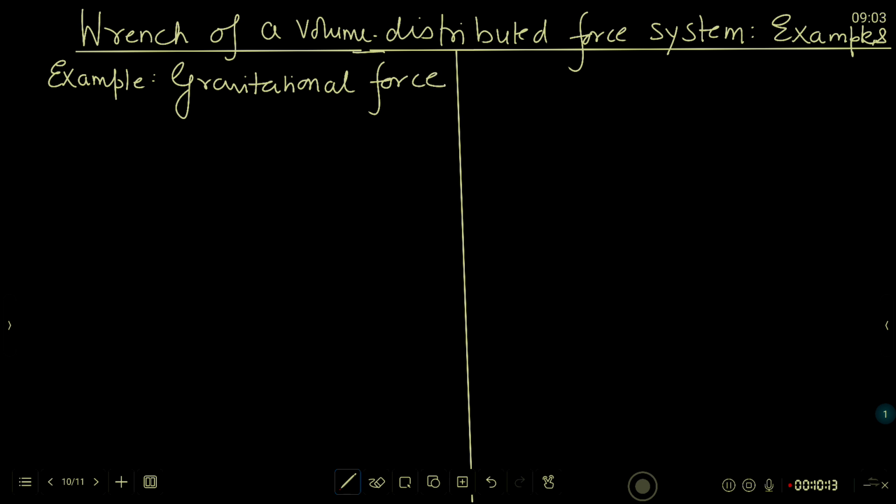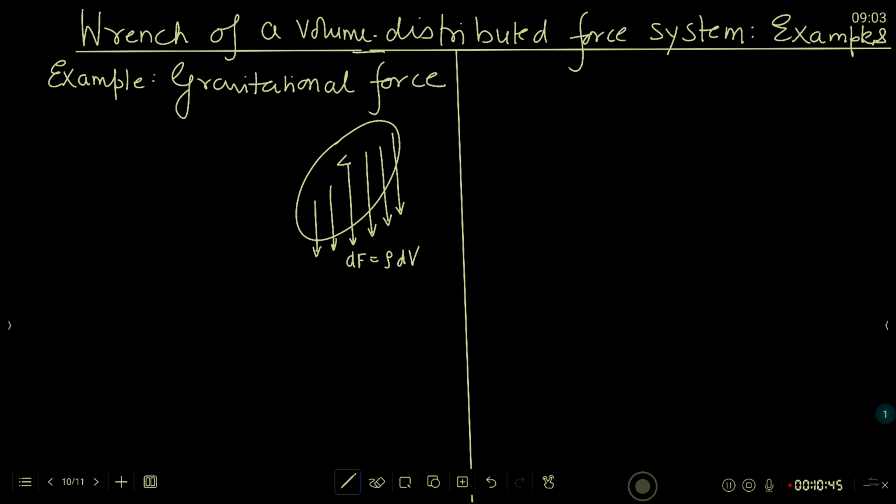Gravitational force. So let's consider an RB close to the surface of the earth such that at every point on the RB there is a small force dF acting, which is the density of the material at that point multiplied by the small volume that I have taken at this point, and then there is this gravitational force acting downwards.